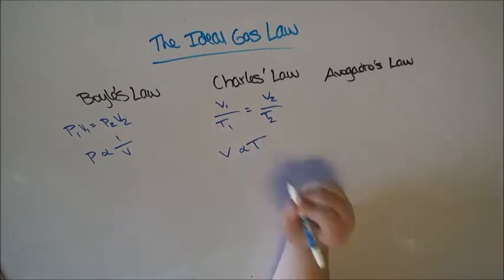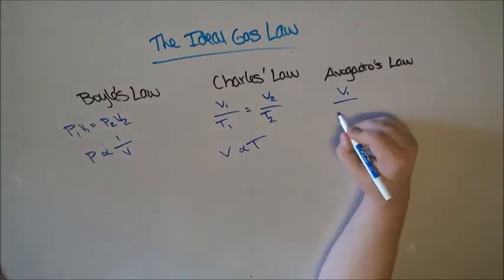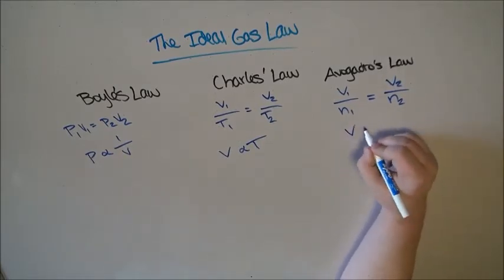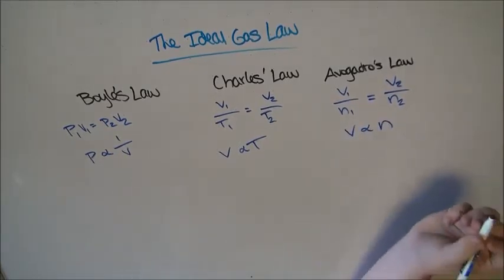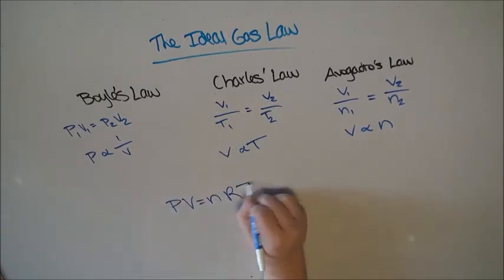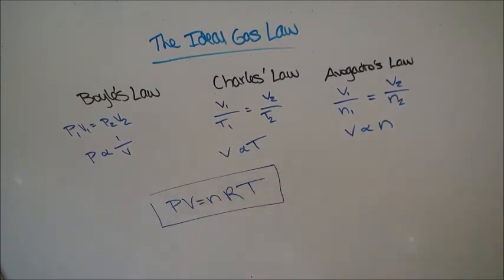Compared to the other simple gas laws, Charles' law shows that volume and temperature have a direct relationship, and Avogadro's law shows that volume and moles have a direct relationship. From this information, the equation for the ideal gas law developed to be PV equals nRT.